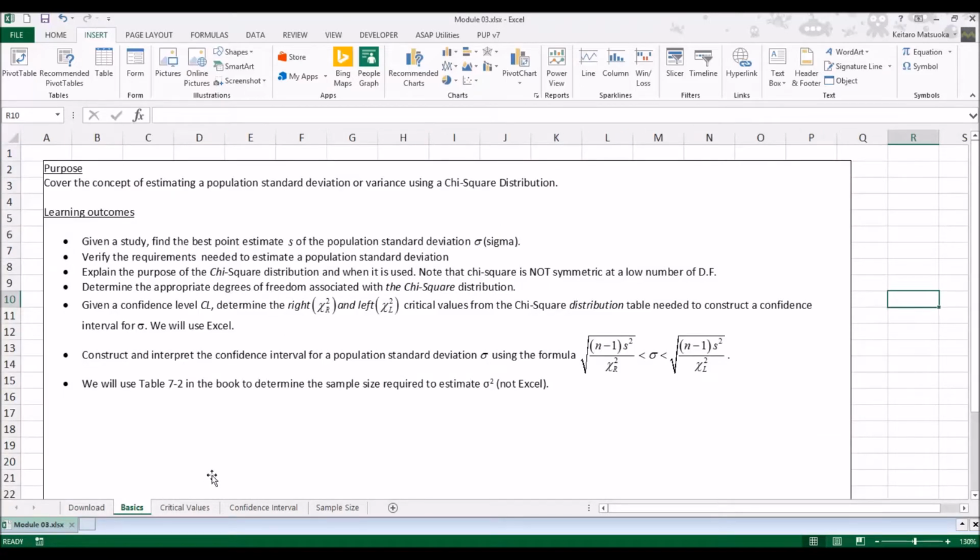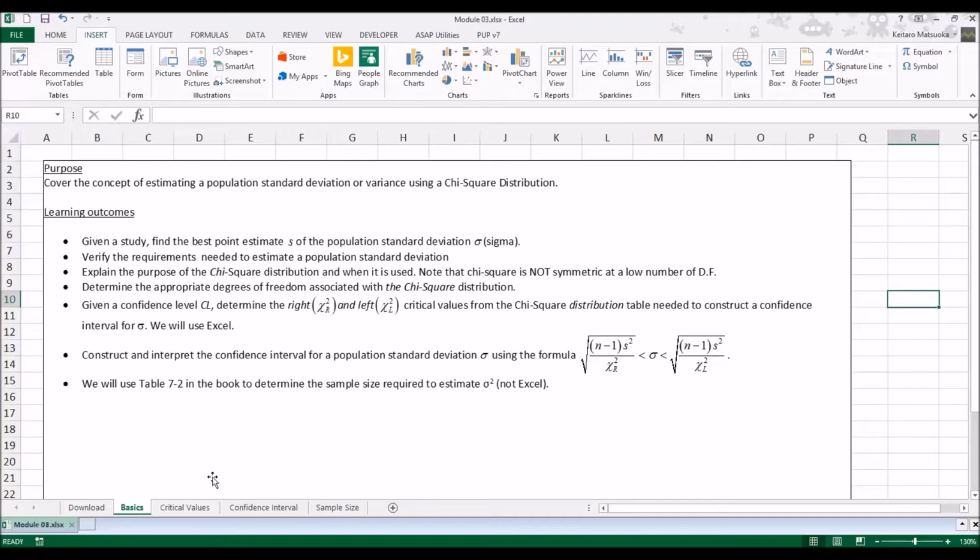Module 3 is very similar to Module 2. In Module 2, you learned about estimating the population mean and the population proportion. So we just extend that to estimating the population standard deviation or the variance. And in this case, we'll be using the chi-square distribution. So the steps are pretty much the same.